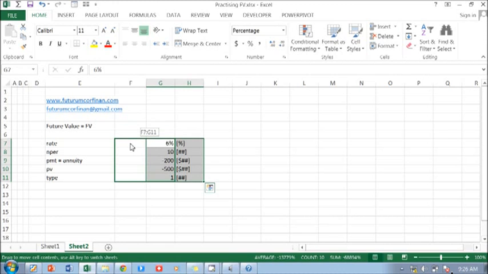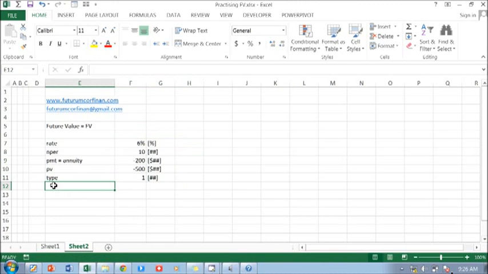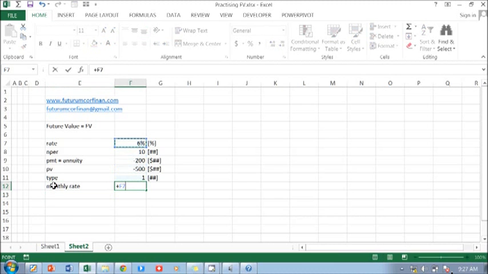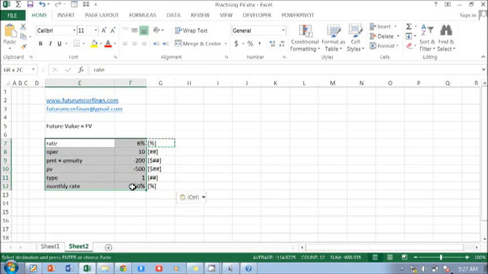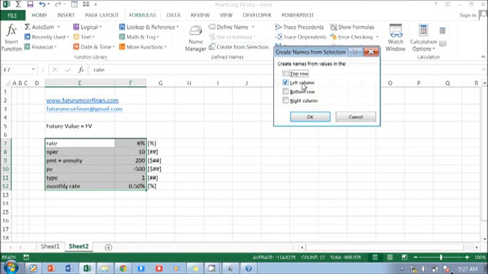I just want to name it to make it easier. That's the rate for 1 year, and then the monthly rate. So basically it's 6% divided by 12, so it's 0.50%. And then just copy here. Then you just block it, go to formula, go to create from selection, left column.